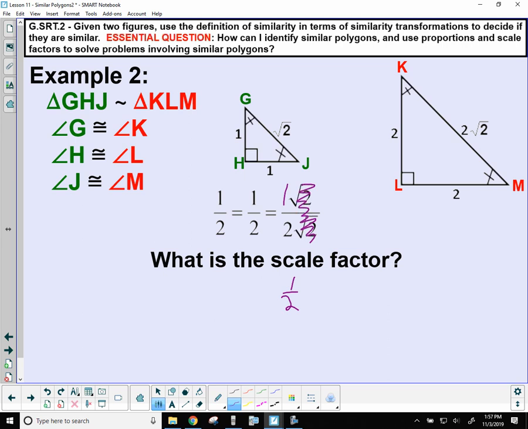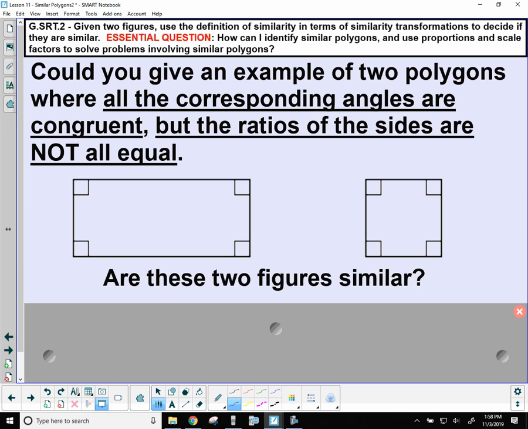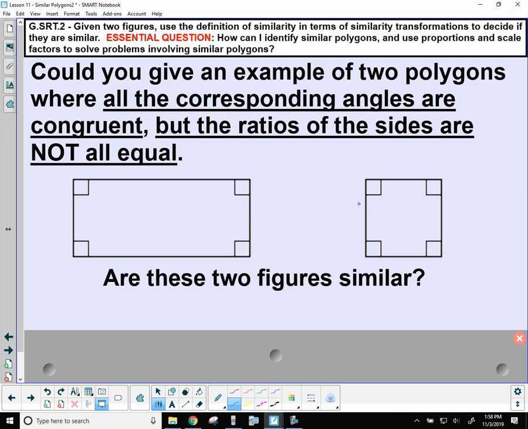Here's a riddle. Could you give me an example of 2 polygons where all the corresponding angles are congruent, but the ratios of the sides are not all equal? Nope. You're getting warmer. Ah, there we go. Good. Rectangles and squares. They're not similar, but the angles all are right. But these are different shapes, so they can't be similar.